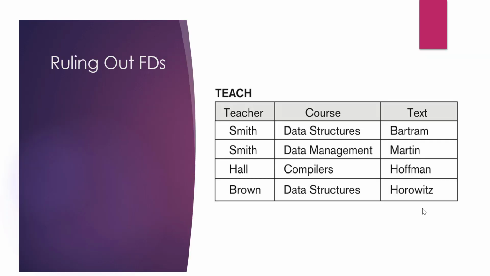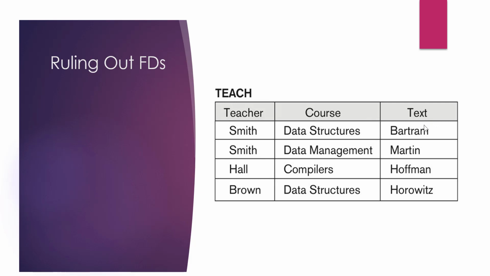So let's look at this example. We have a table called teach, and we have these 3 columns: teacher, course, and text. And this table is populated. We have this as an instance of that relation. So at a moment in time, we have this data in our table. Now, again, we cannot say that we have a functional dependency. We can say that we might have a functional dependency between 2 attributes.